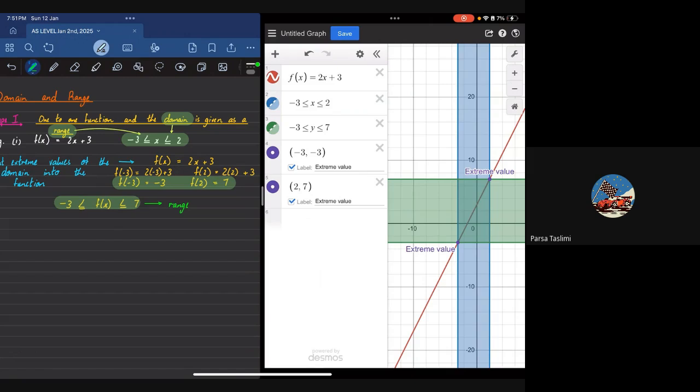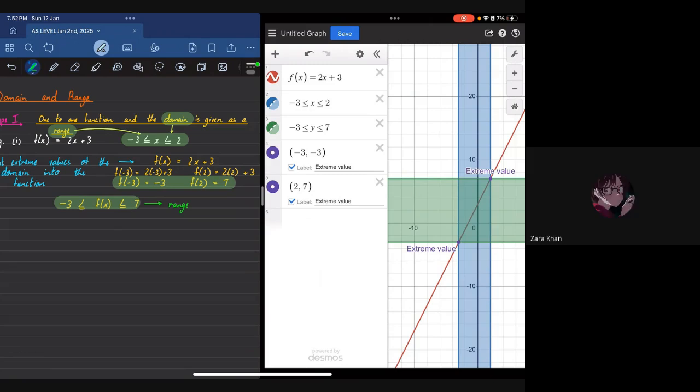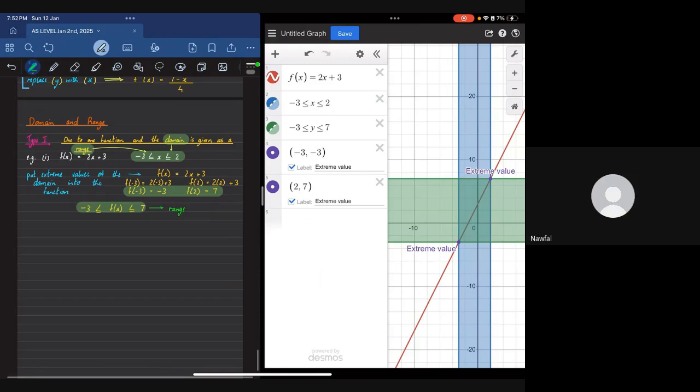So my domain is what? The blue part, from this value to this. You have to stay in between. And my graph is only giving me values till -3. From -3 to 7, my graph is giving me a y value. So that means my range of values is from -3 to 7, and the values I can use are from -3 to 2. Is this clear? Zara, is this clear? Yes, sir. No issues with this? No, sir. All right. Okay.